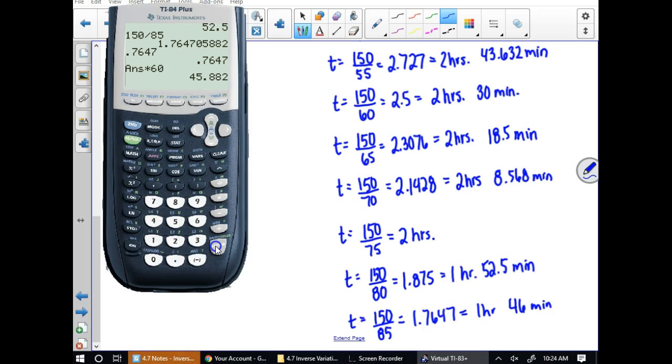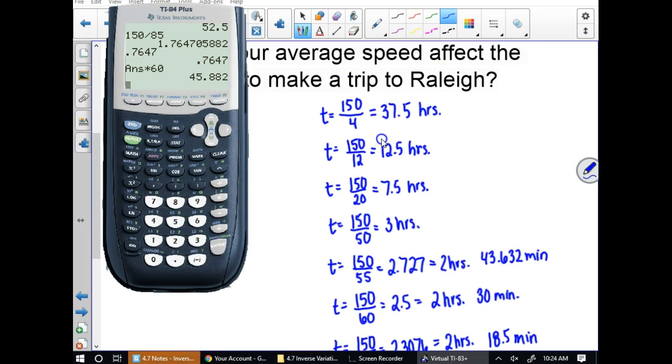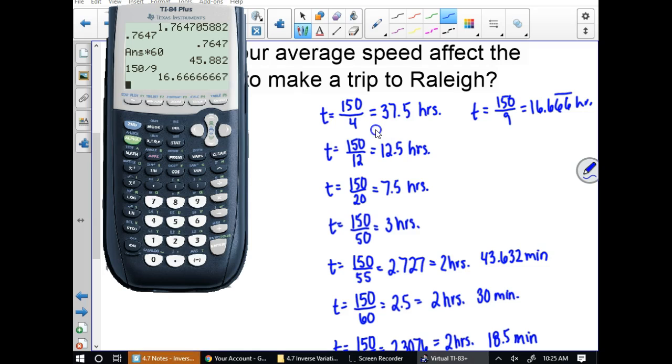Alright, here's what I want you to notice. Okay, and we could keep going with this. Up here, now I wasn't going up by 5 miles an hour, but let's do 9 just to see. 150 divided by 9 is 16.666 repeating hours. So right here, if I increased my speed by 5 miles an hour, and I was going 4 miles an hour, and now I'm going 9 miles an hour, look what a big difference it makes. You go from 37.5 hours to 16.6 repeating, so it's like a 20.8, almost 21 hour difference, right? If you increase your speed by 5 miles an hour.